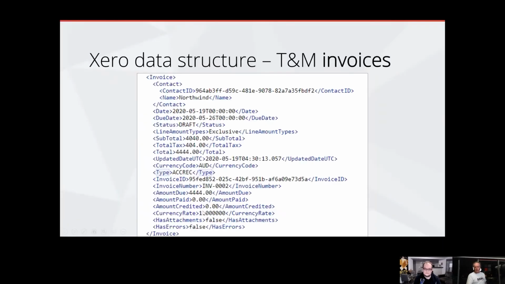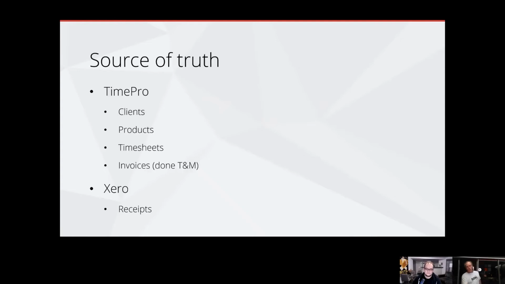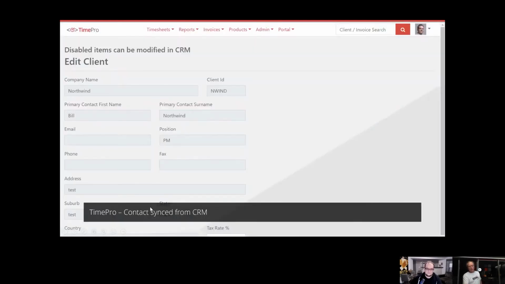So this is the data structure of the Xero invoice, and there's the rest of it. Well, that's the one for products, and we just did time. So the source of truth is going to be clients, products, timesheets, and invoices, and the source of truth for the receipts will be in Xero. So let's just talk about that.